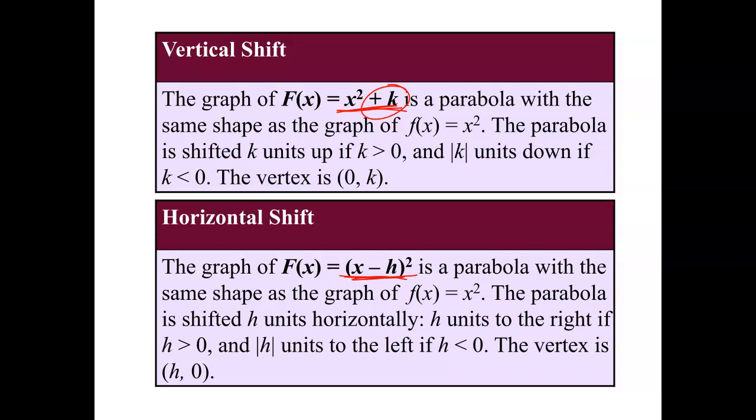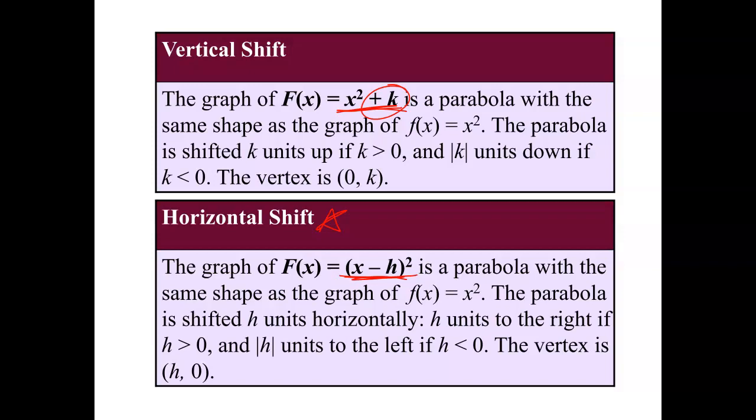Now, horizontal shift is special. Horizontal shift is going to be opposite. See how this says plus k and this says minus h? That's your indication that this is going to be opposite of what you think it should be. And so when I have a horizontal shift, if I'm subtracting a number, instead of going left like I want to, I'm actually going to go to the right.